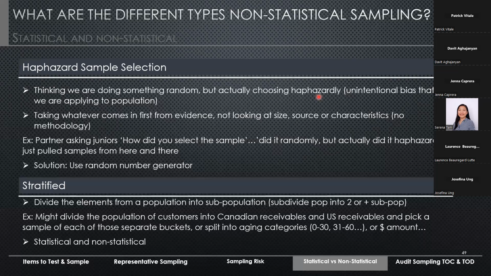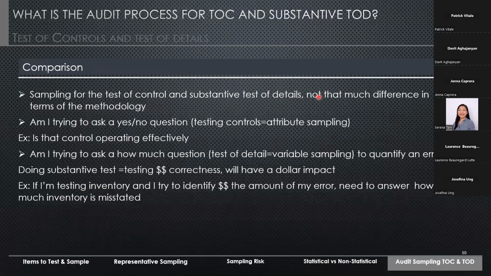Let's go. Okay, comparison. Sampling for the test of control and substantive test of detail. Not that much in terms of methodology. Okay, so I remember I had one of my quizzes, like, what was the attribute? Well, in these answers, what's the attribute sampling? I was like, what the heck is this question? Well, attribute sampling is, am I trying to ask a yes or no question? Okay, it's not about the dollar amount. It's really about yes or no, or other qualitative answers.